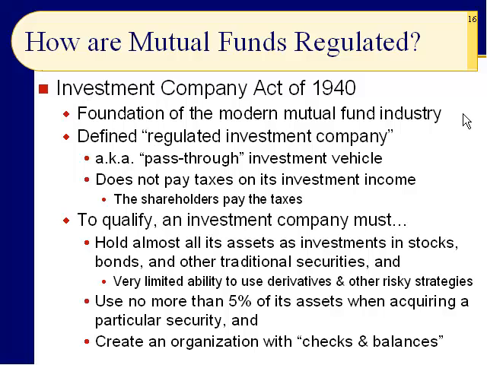And so the Investment Company Act of 1940 defined the regulated investment company, which is a pass-through investment vehicle. You don't pay the taxes, mutual fund company. We don't pay the taxes. Our shareholders pay the taxes because we invested on their behalf. Now, of course, the mutual fund company is making money, but that's through the fees that they charge the investors, and of course they pay taxes on that. To qualify to be an investment company, the investment company must hold all of its assets as investments in stocks, bonds, and other traditional securities, and have a very limited ability to use derivatives and other risky strategies.